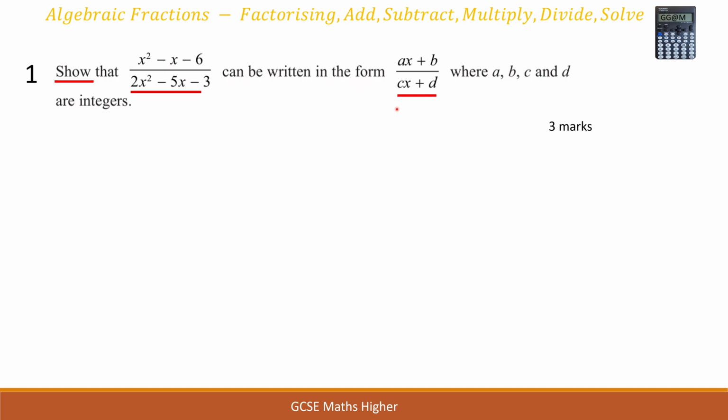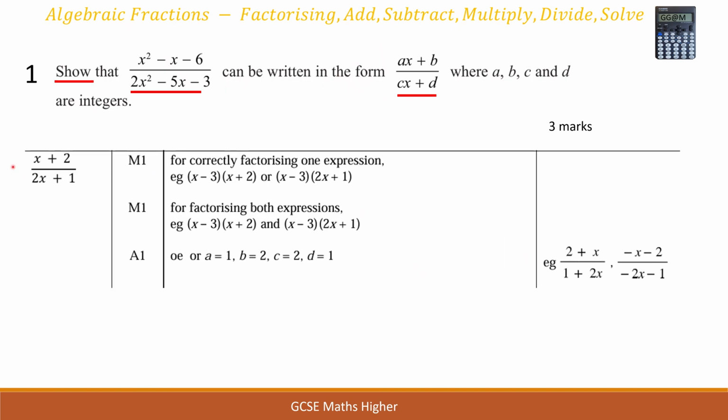Fantastic work. So hopefully you managed to factorise the numerator and the denominator and worked out which ones are the same, so they cancel, and you're left with this expression here. The mark scheme shows that the answer should be (x + 2)/(2x + 1).